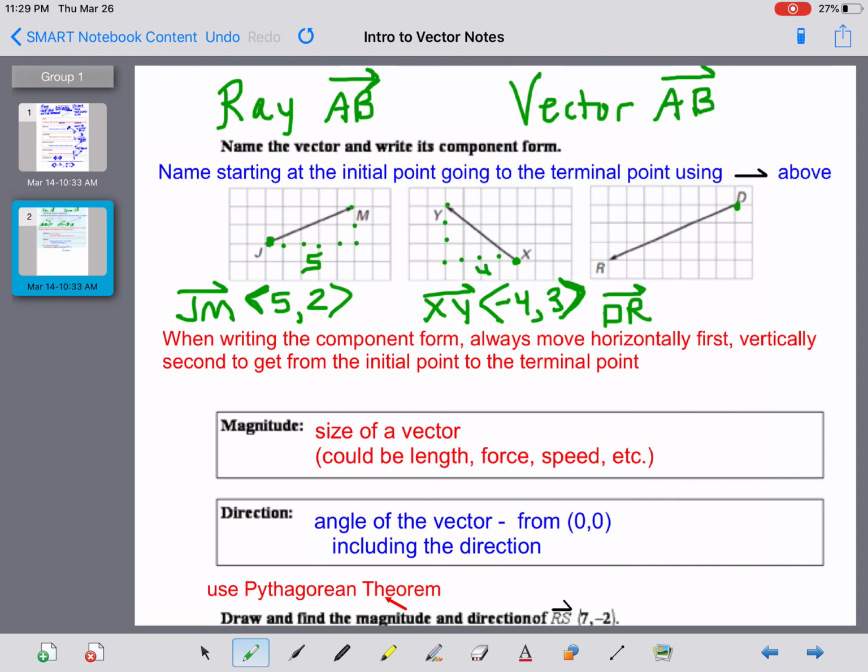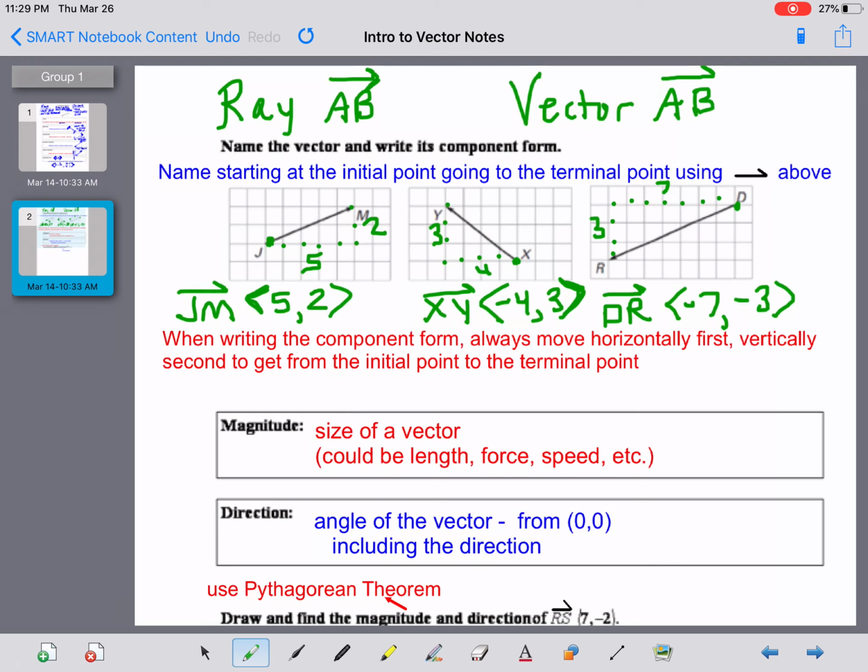And on my final one for DR, I start at D, I go horizontal first, so 1, 2, 3, 4, 5, 6, 7, and that went left, so that starts out -7, and down 1, 2, 3, and that's going to be a -3. So there's my component form. I should probably write my other numbers over here for somebody looking on.